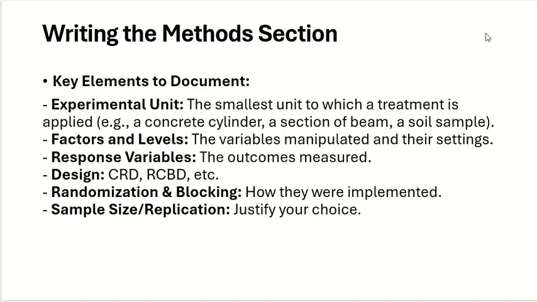For these units, what are the factors changing and how many levels are there for their change? In the previous example, the water cement ratio had 2 levels, right? The curing method has 2 levels.